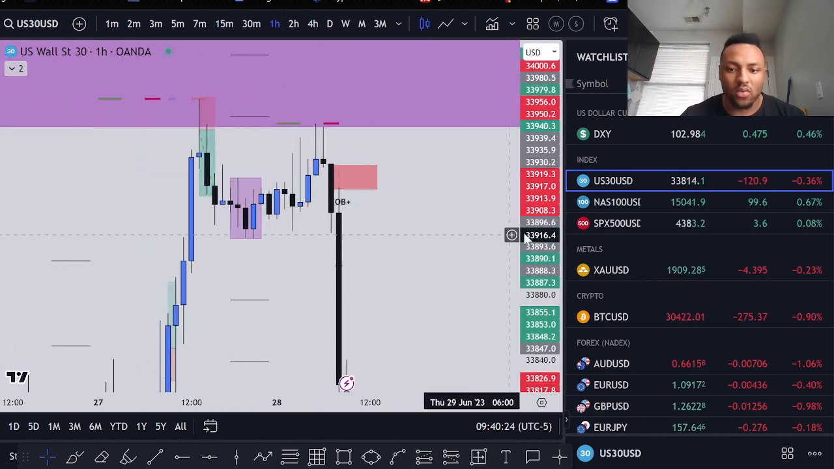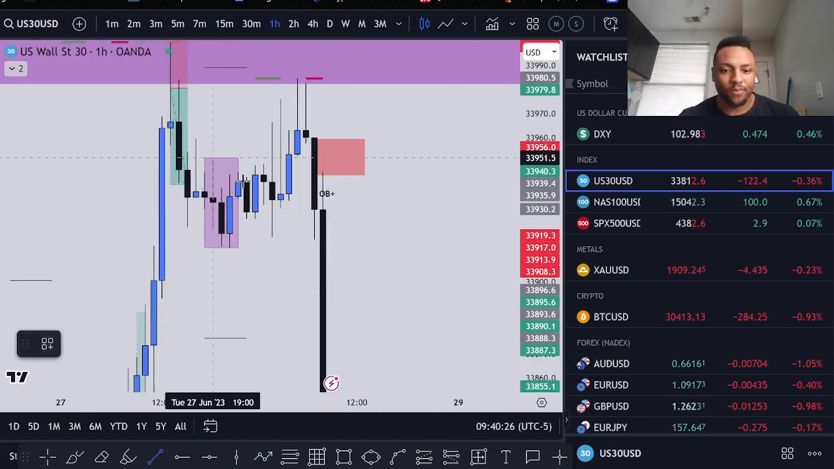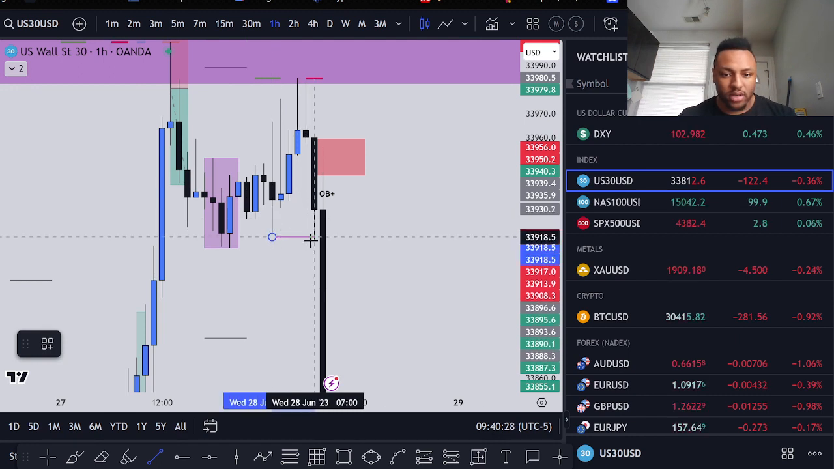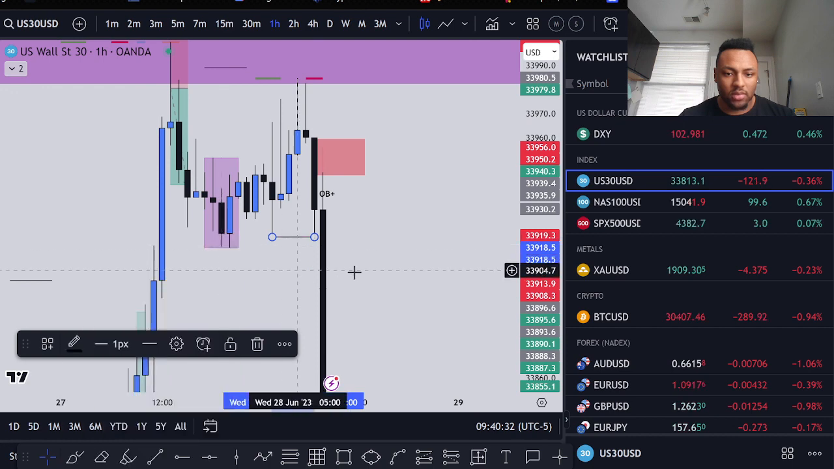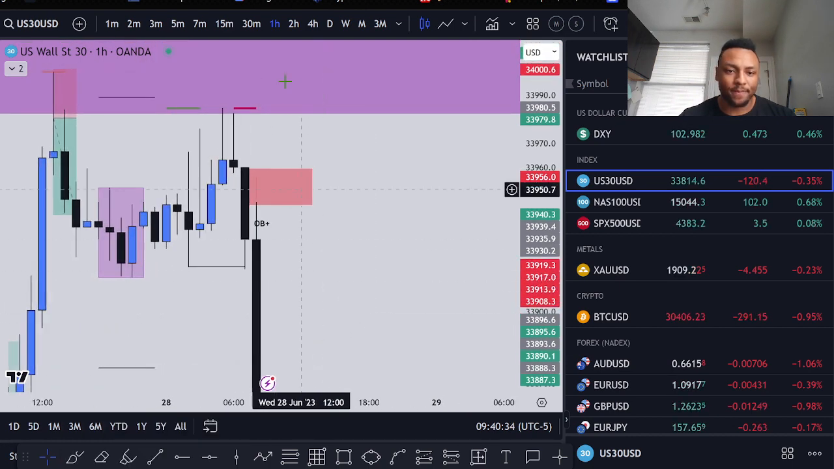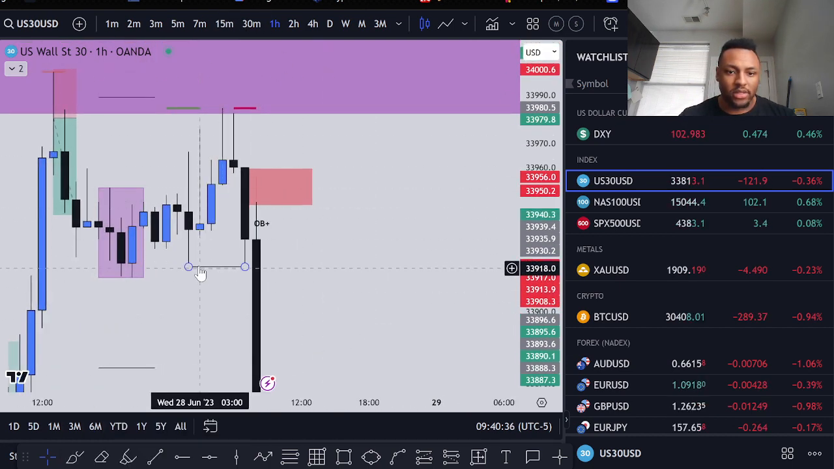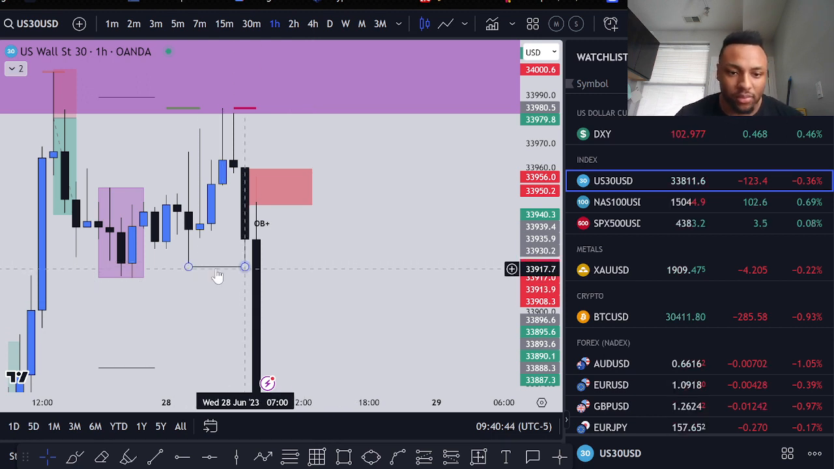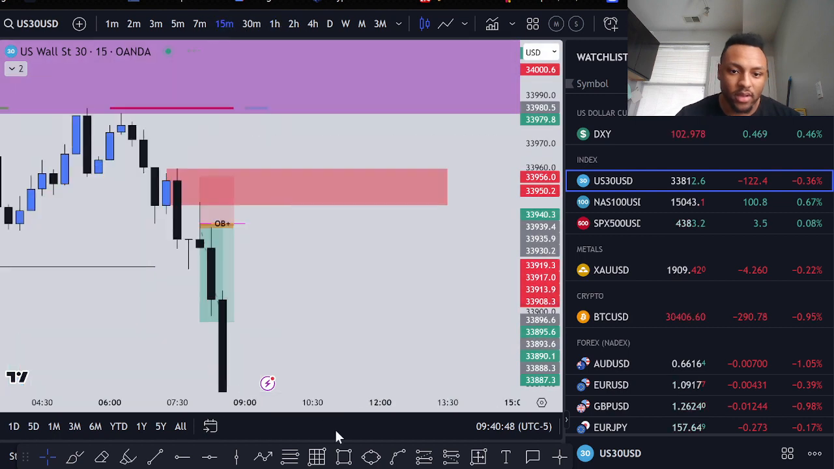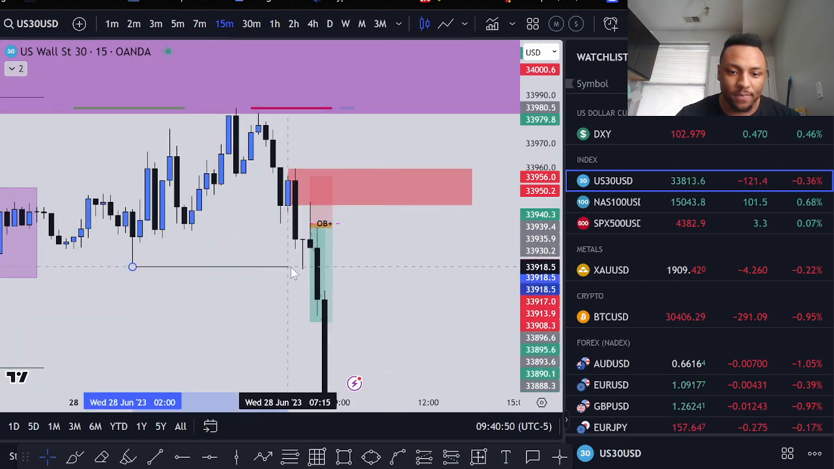I dropped down to the 1 hour. I noticed this breaking structure right here. Let me go mark that up really quick. Breaking structure right there. So I noticed that the trend is more than likely going to go down. Obviously you're not going to be 100% sure. You can always lose at any point. But more than likely, since it broke past this level right here, I was thinking it was going to go down. So I dropped down to the 15 minute.